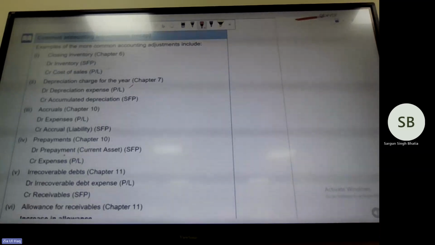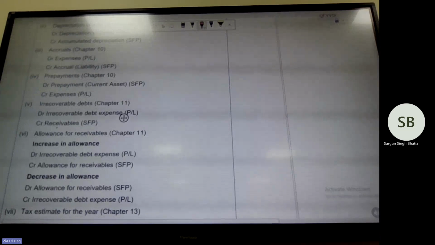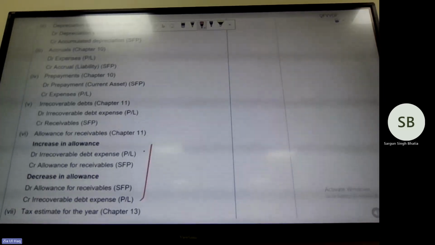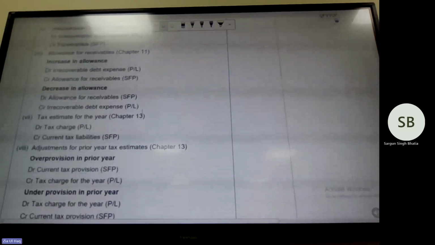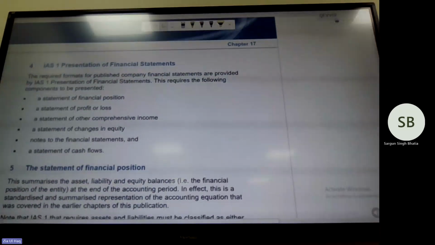For prepayments, prepaid expense debit and expenses credit. For irrecoverable debt, debit irrecoverable debt and credit receivable. For allowance for receivable, debit irrecoverable debt and credit allowance for receivable. And they have recorded all the entries that we already know.